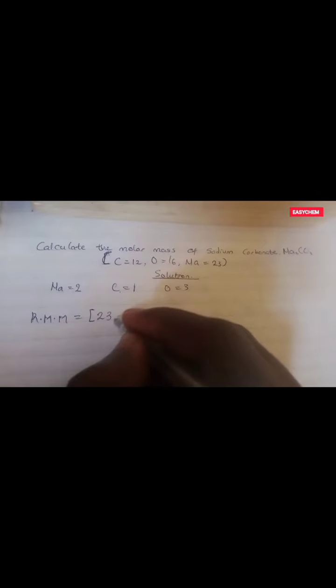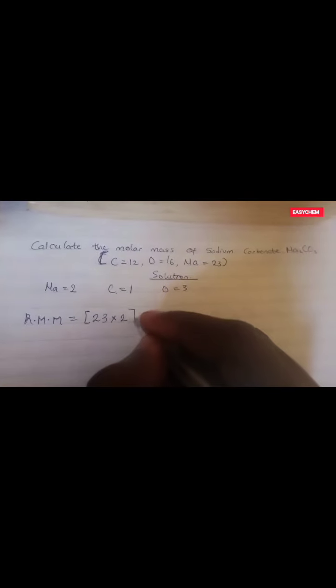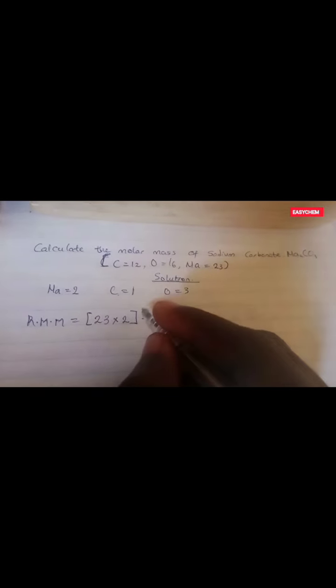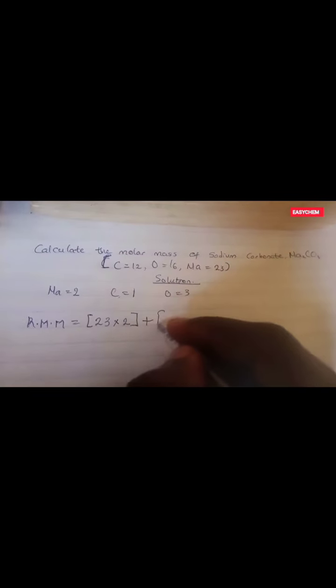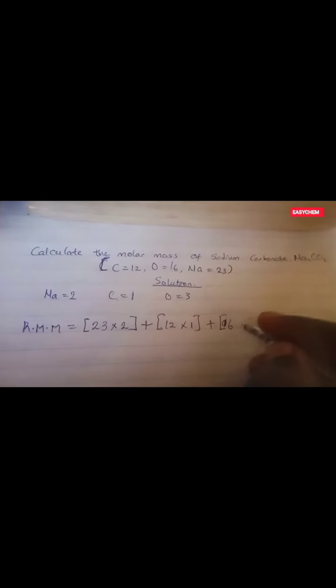Molar mass is now equal to, the first one is sodium, which is 23. The atomic mass of sodium is 23, multiplied by the number of times it appears. You close the bracket, plus carbon. Carbon appears only one time, but the atomic mass is 12. 12 multiplied by the number of times it appears in the chemical symbol, that is 1, plus oxygen. Oxygen is 16, multiplied by the number of times it appears, which is 3.